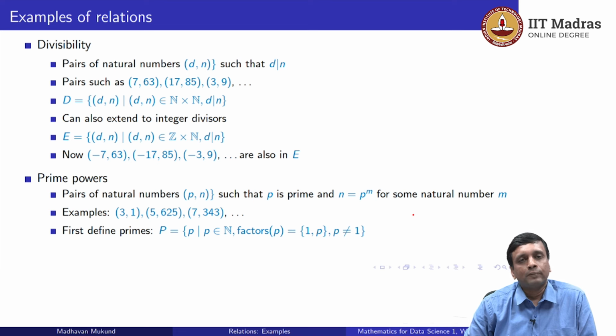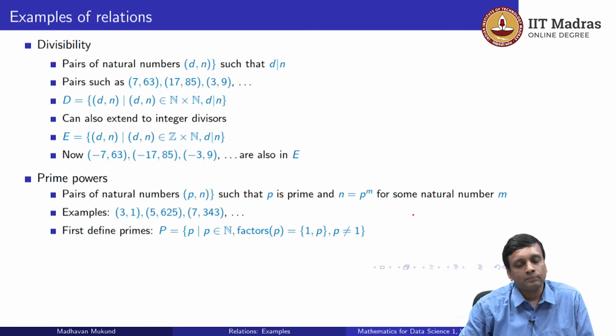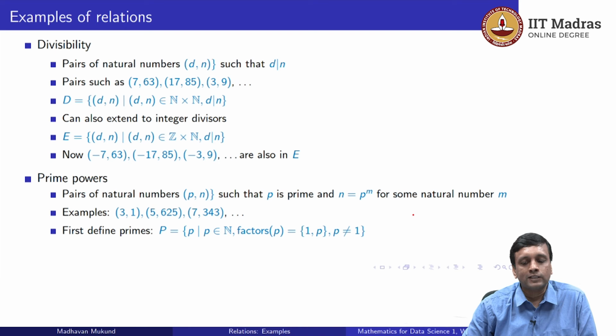So if we want to define prime powers, it's useful to first define primes. So one way we can define primes is to say, give me a natural number such that the factors of the natural number consist of exactly two elements, 1 and the number itself. And because in sets we don't distinguish duplicates, in this definition if I just say factors of p is 1 comma p, it includes the case where p is 1, because factors of 1 is 1 comma 1, which is just 1, but I don't want to count 1 as a prime number. So we also specify that p is not 1.